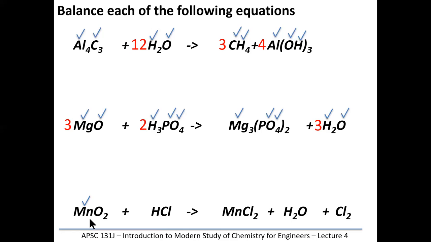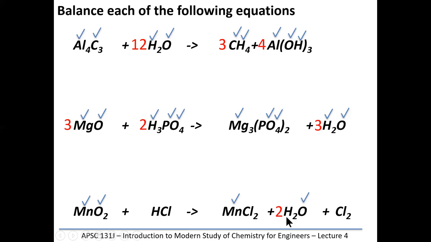Manganese is in two places, and it looks like it's balanced. Oxygen is only in two places, so I can work with it. If there's two oxygens on the left, the only way I can balance oxygen is by putting a 2 in front of the H2O, which gives me 2 oxygens. And also now I can see I've got 4 hydrogens. And if I want to work from this formula, which is partially balanced, I can see 4 hydrogens.